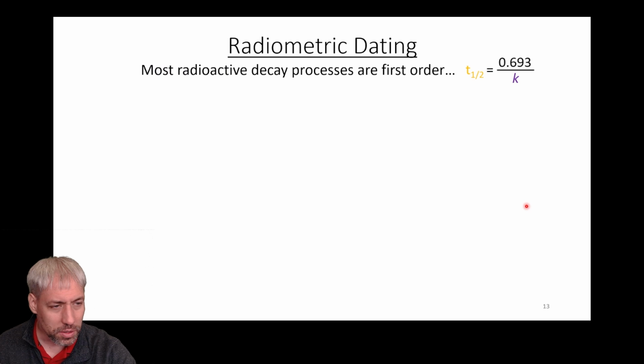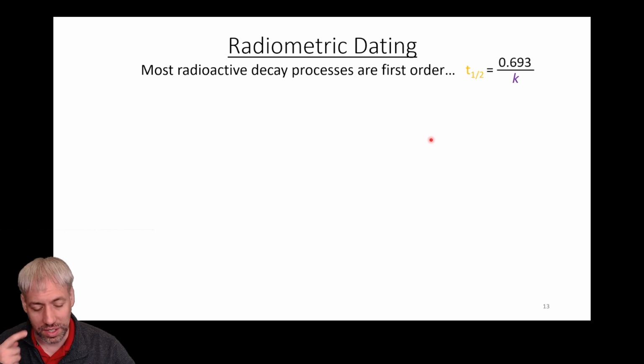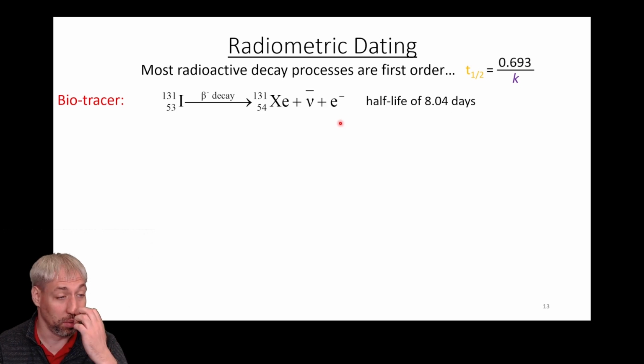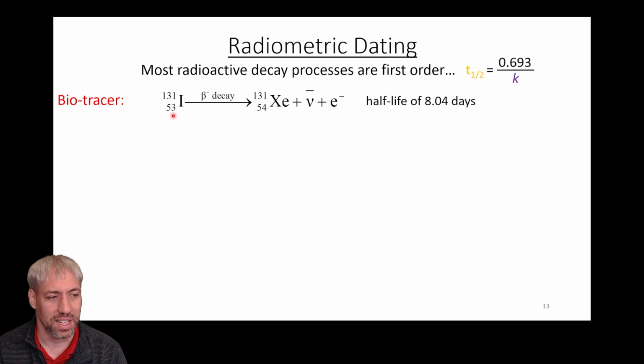And so the most common place we casually hear about this is probably in this idea of radiometric dating. It basically says radioactive decay is a first order process. And so if you know the half-life and you know the time it takes to get half the concentration gone, you can measure concentration and figure out how long something has been around. And so this is used in biotracers, something you can put inside the body, like this iodine-131. It undergoes beta decay to make xenon, and so the iodine disappears over time.